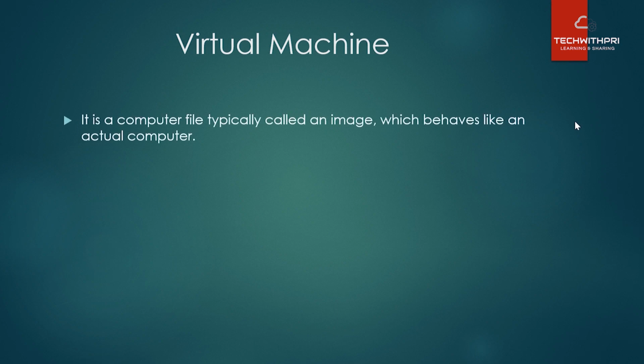Very simply, it is a computer file, typically called an image, which behaves like an actual computer. So you will see when I create a virtual machine, it is the same as the actual computer. You are going to have the same feeling like you have. Maybe you are having Windows 10 operating system, and you are creating a virtual machine and installing Linux.